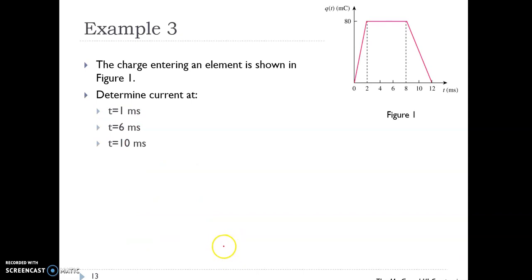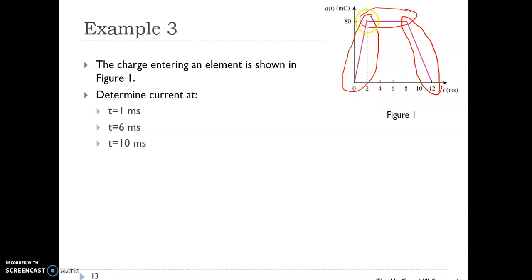Alright, so this example, the solution will be quite lengthy. You were asked to find the charge entering an element. The charge entering an element is shown in figure 1. Determine current at t equals to 1 millisecond, 6 millisecond, 10 millisecond. So this is the charge graph, and you have 3 different lines. This is your first line from 0 until 2, second line, and the third line. So in this case, you are going to have 3 equations for your charge.